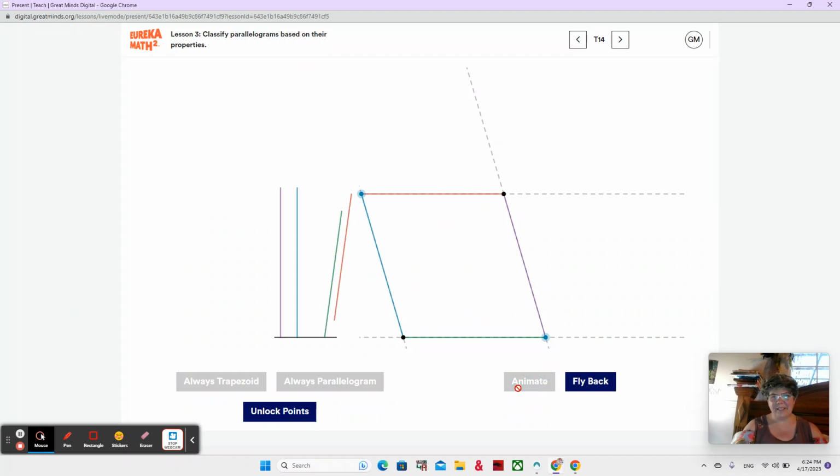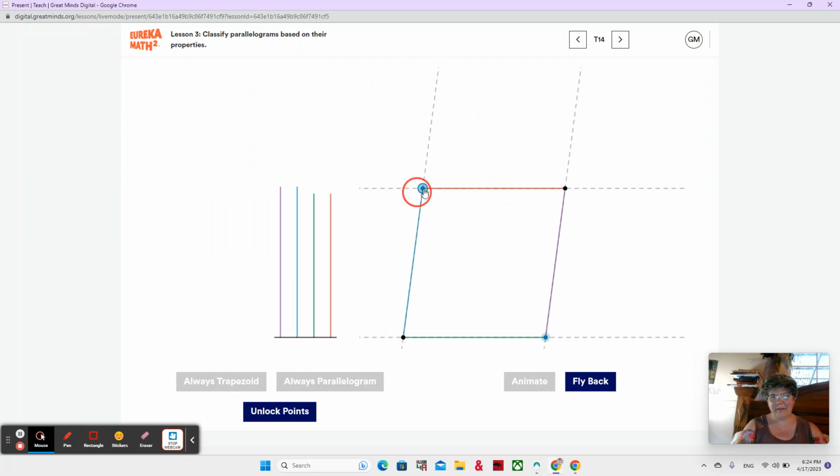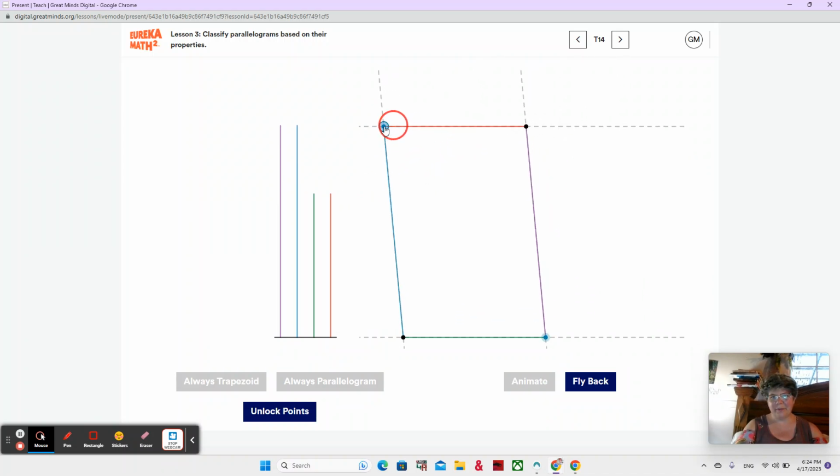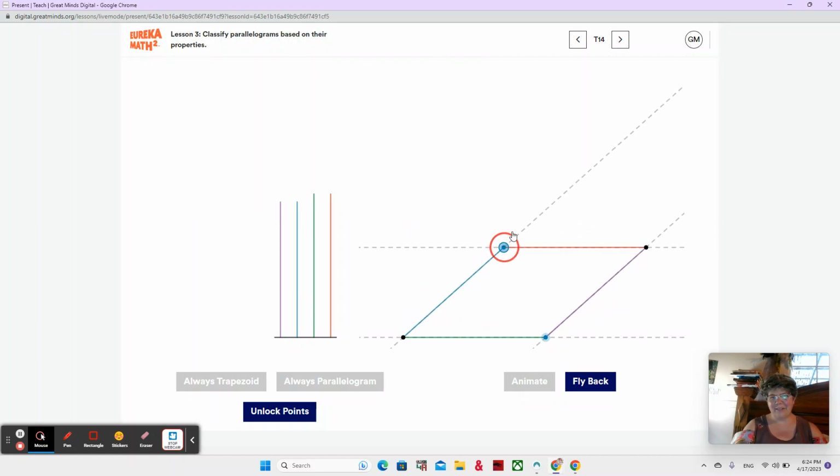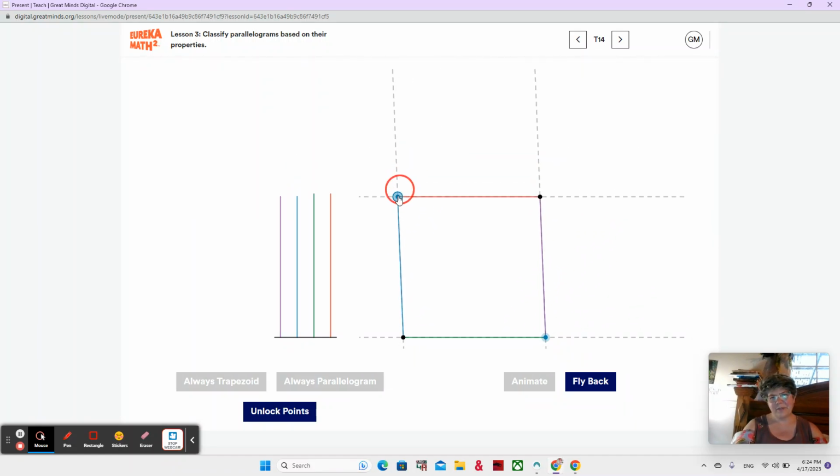And you can see that the opposite sides are the same size, right? Now that we have it set on always parallelogram, oh, look at that. It'll grow and change as we go, right? And you see the different colors. Okay, so that makes sense, right?